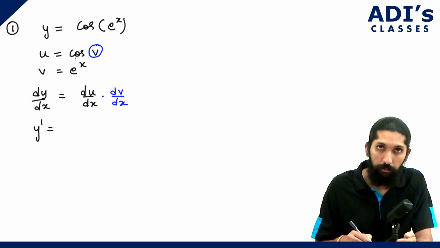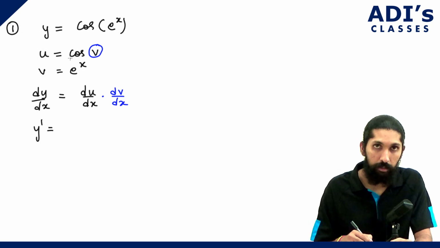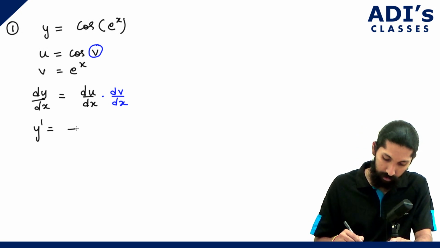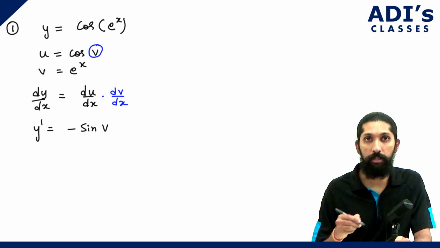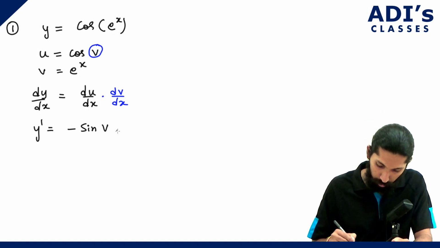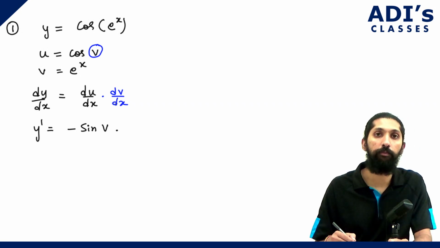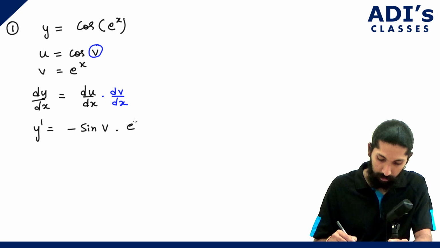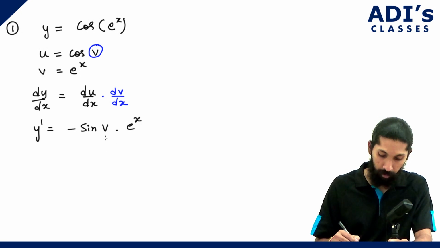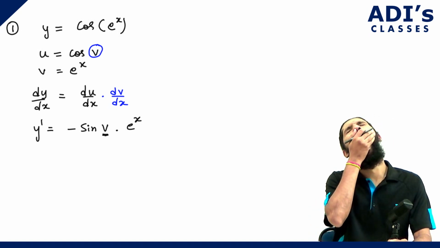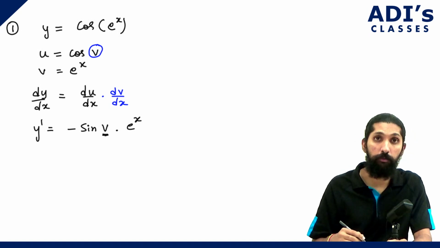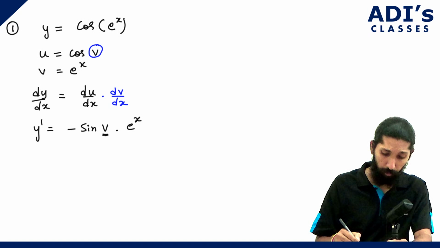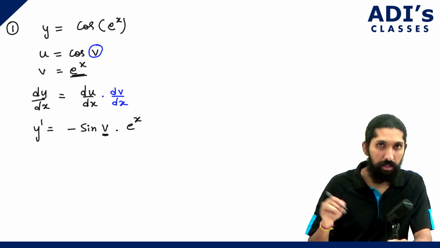Now what do we have? Cos derivative is what? Minus sine, isn't it? So we get minus sine v, because cos v will give me minus sine v into dv by dx. What is the derivative of e power x? e power x itself. But you can't stop here because we have a v. What we need is in terms of x, correct? So substitute. What is v? v is nothing but e power x. Just substitute that, that's all.